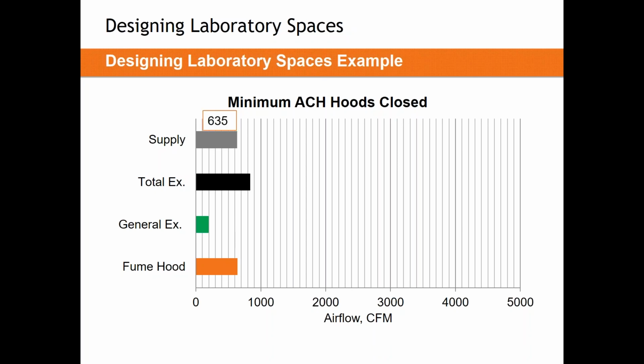At the minimum air change rate with our fume hoods closed, we need 630 CFM of supply and a total exhaust of 835 CFM. To split up the total exhaust, our general exhaust will be at 195 because our fume hoods must be at 640 CFM. We calculated that earlier. When we move to the maximum thermal load condition with the fume hoods still closed, our supply has to open up to 700 CFM.